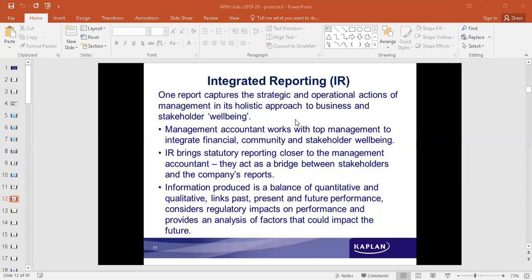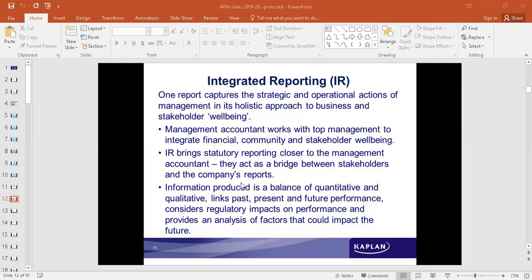It says one report captures the strategic and operational actions of the management in its holistic approach to business and stakeholder well-being. The management accountant works with top management to integrate financial, community, and stakeholder well-being. Then IR brings statutory reporting closer to the management accountant. They act as a bridge because the management accountant has to provide information to the management. The information present in the financial statements, he would analyze and then provide to the management so that management can take decisions internally.